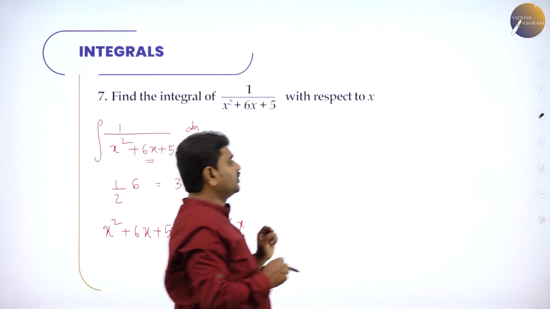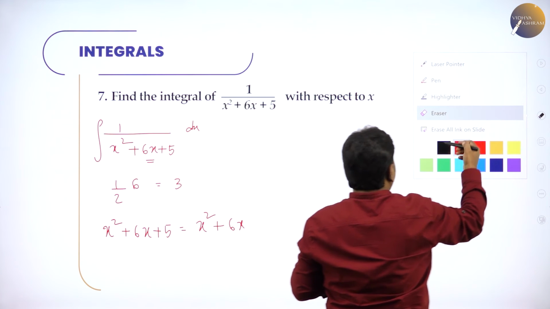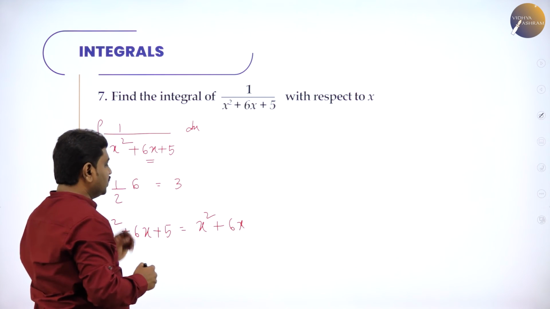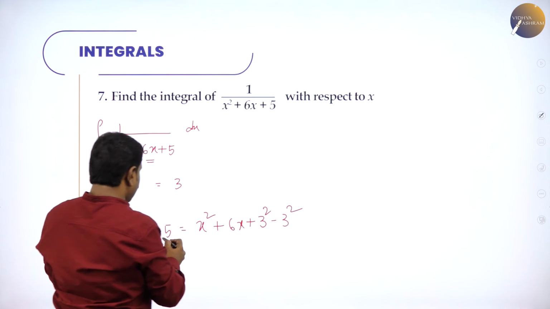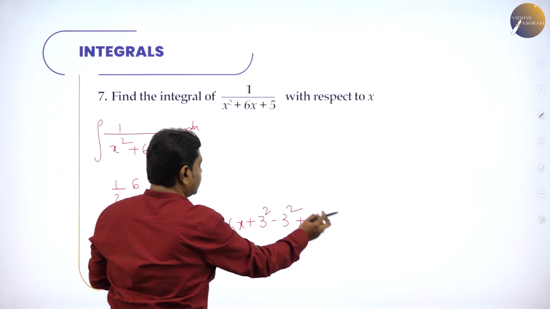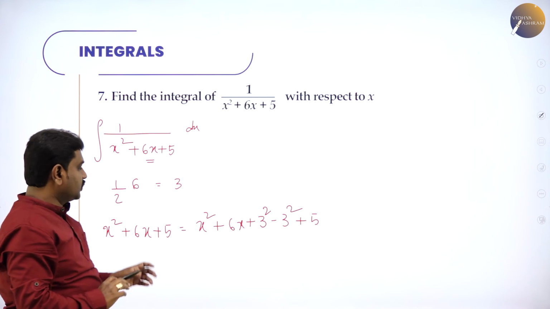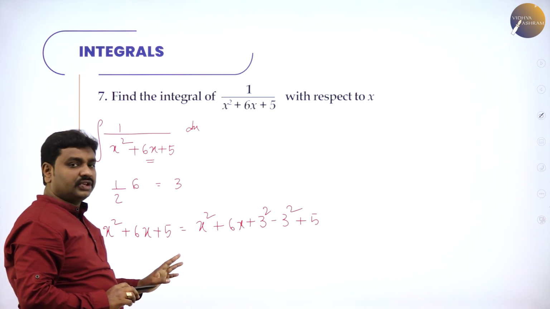So whatever we have as the coefficient of x, half of it you should take. I'll take half of it. What is half of 6? 3. So add and subtract 3 square: plus 3 square minus 3 square, and we have plus 5, as it is. Whenever they give a quadratic equation, add and subtract half the coefficient of x, the whole square.